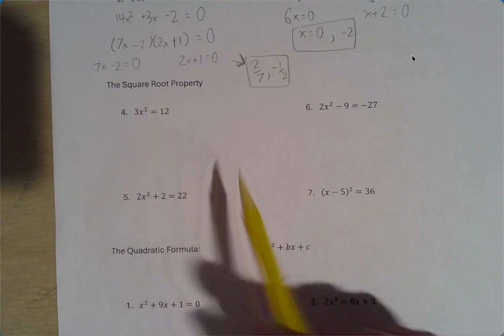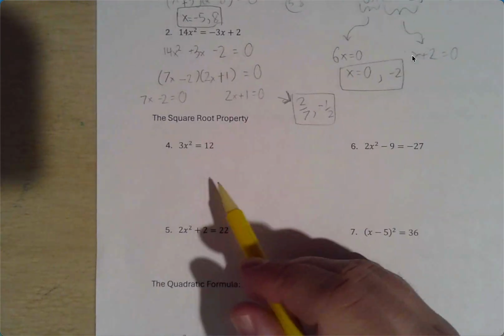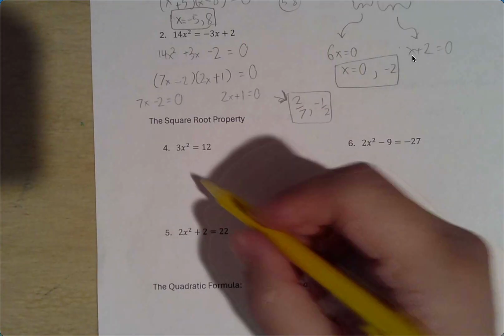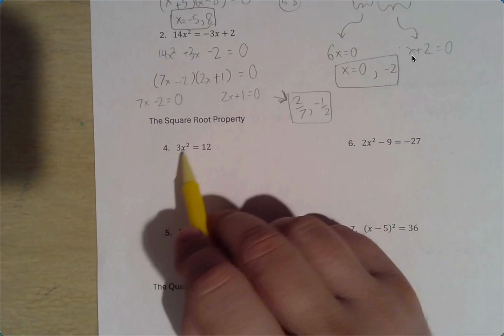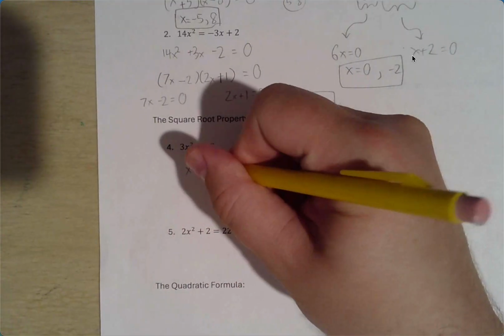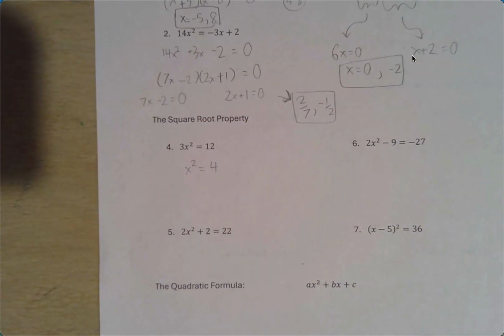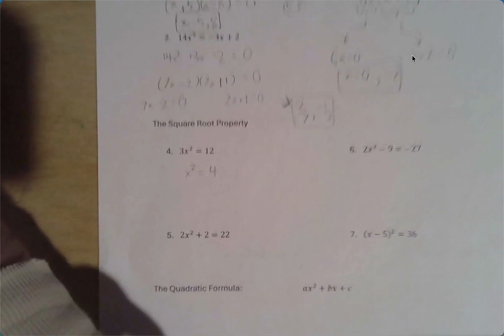So how do we solve these? Well, the answer is we can just isolate the squared variable and move on. So this one says 3x squared is 12. Let's isolate x squared by dividing. After all, they were multiplying. I get 4. Well, what's the square root of 4?